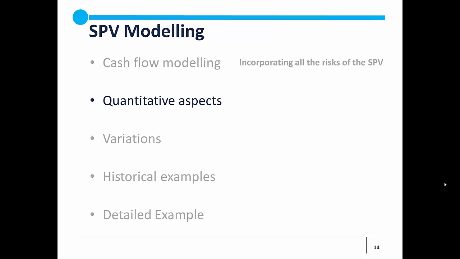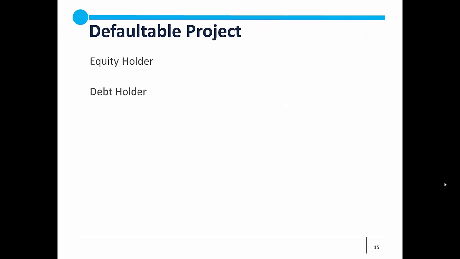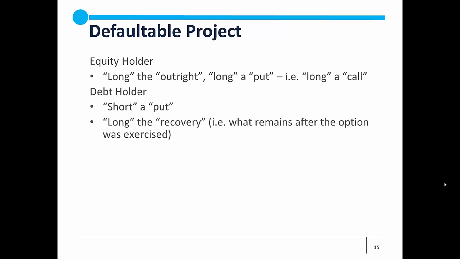Alright, so let's discuss the quantitative aspects of this sort of model. In this sort of setup, we'll obviously have equity holders and debt holders. Now, the equity holders are effectively long the outright, so they're long the actual project, and they're also long a put. In other words, they can lose some amount of money, but there is a limit to how much they can lose, i.e. the initial equity. So when you net these two off, it turns out the equity holder is long some type of call option on the entire project. The debt holder is short a put.